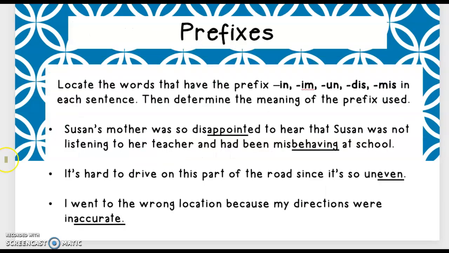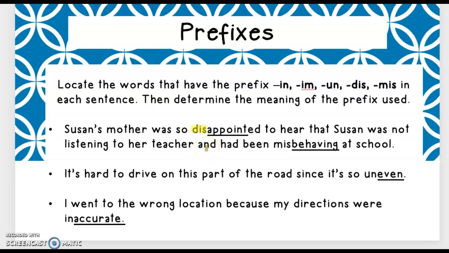So now we're going to do this little activity. It says locate the words that have the prefix in, im, un, dis, miss in each sentence, then determine the meaning of the prefix used. So let's read these together. Susan's mother was so disappointed to hear that Susan was not listening to her teacher and had been misbehaving at school. Uh-oh. So this one I'm going to highlight right here.